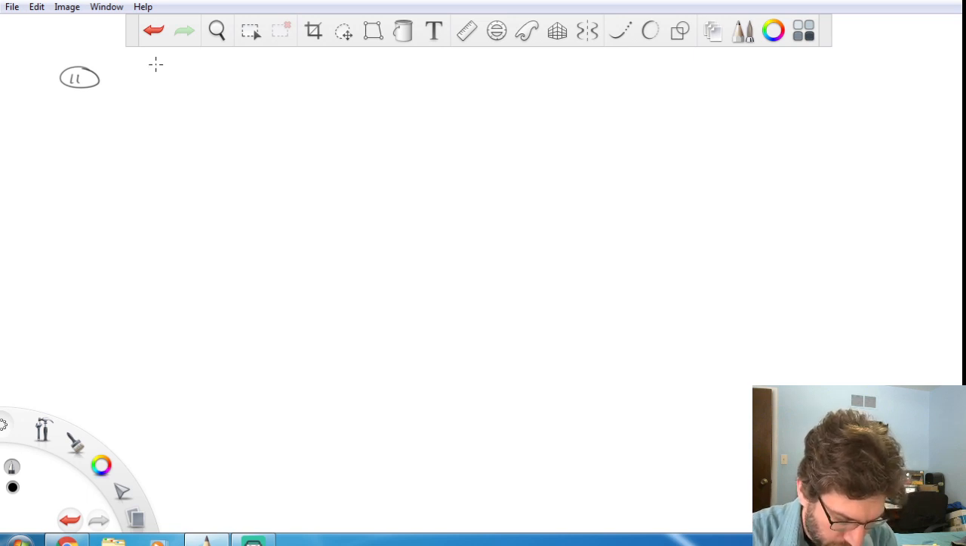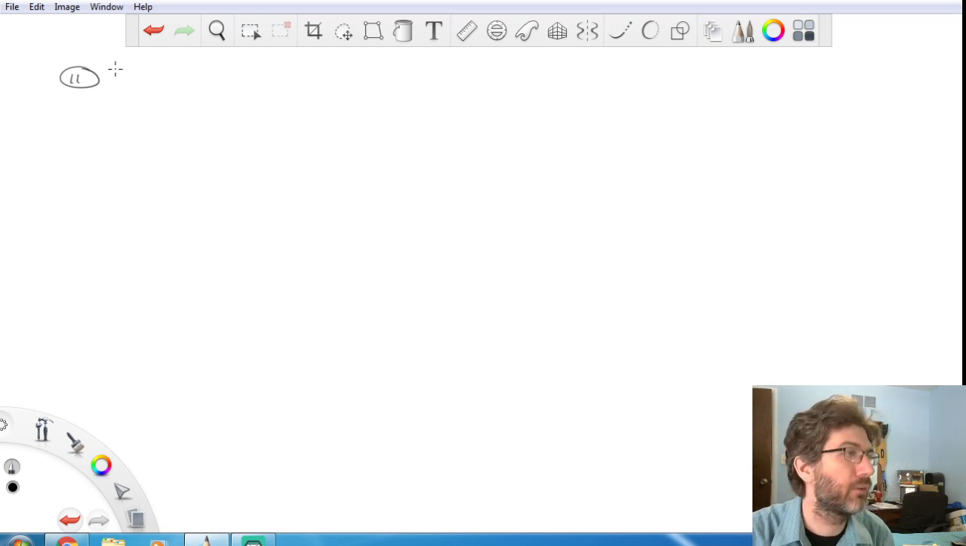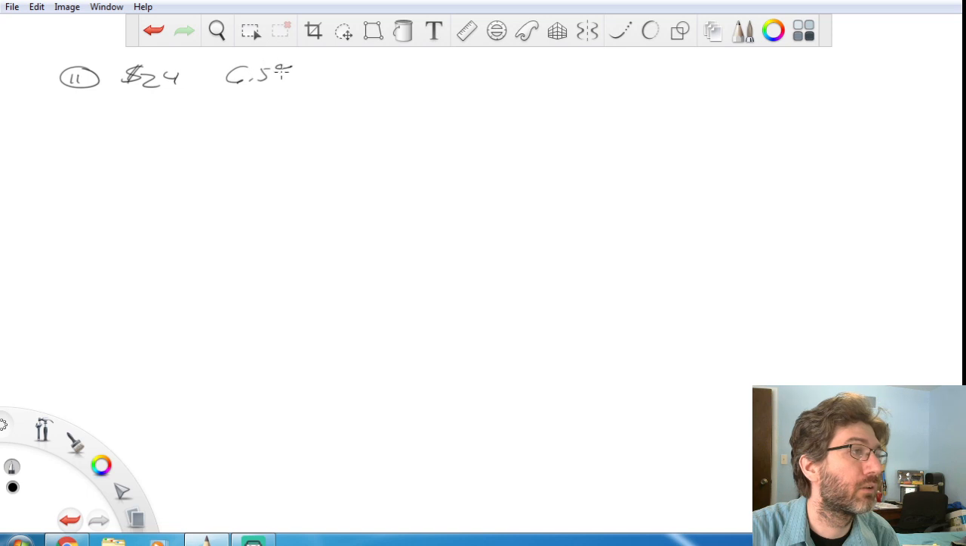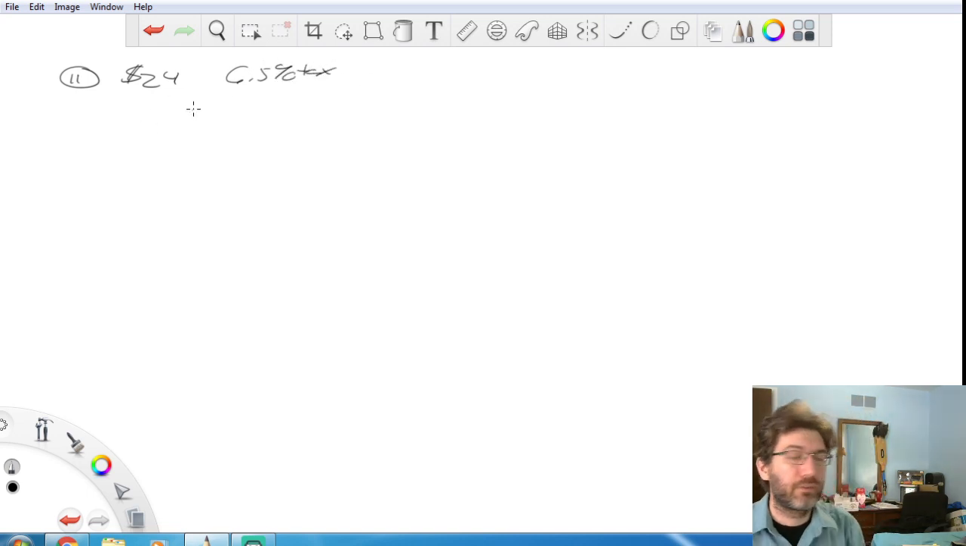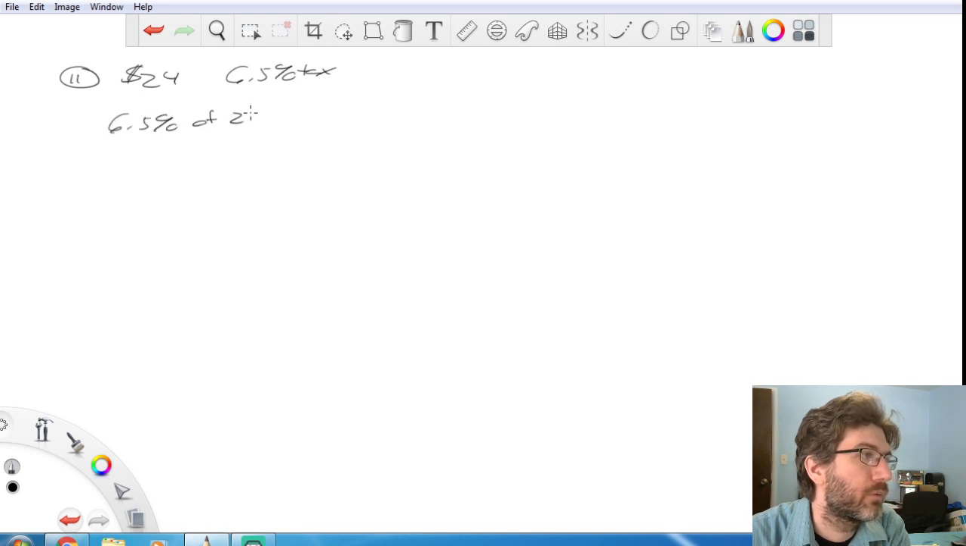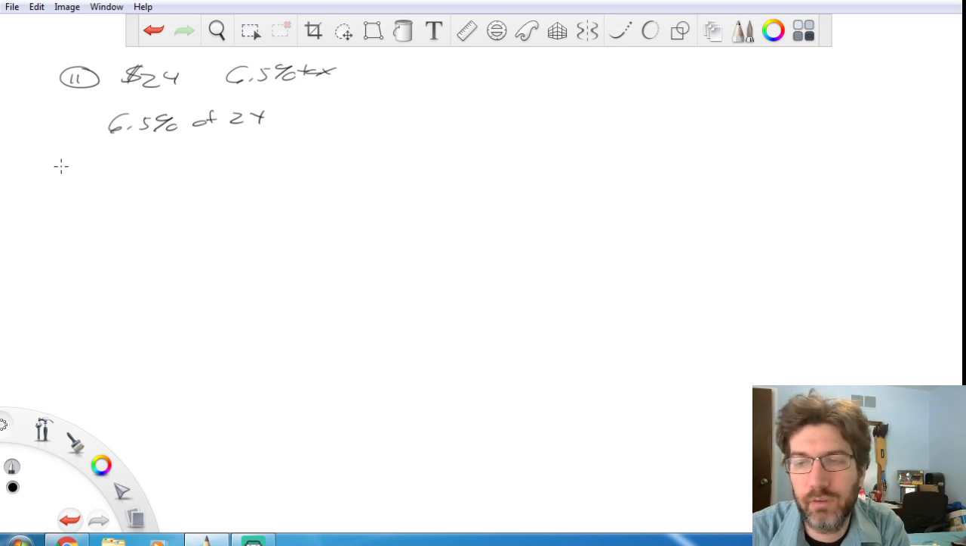The shirt in Washington costs $24. How much sales tax will be added to the price? Okay, so we want a $24 shirt, and it's 6.5% tax. So that's $24 plus an additional 6.5%. So we want to find out what 6.5% of 24 is. Again, you could just multiply it, but let's do it through reasoning, because I think reasoning is more fun.